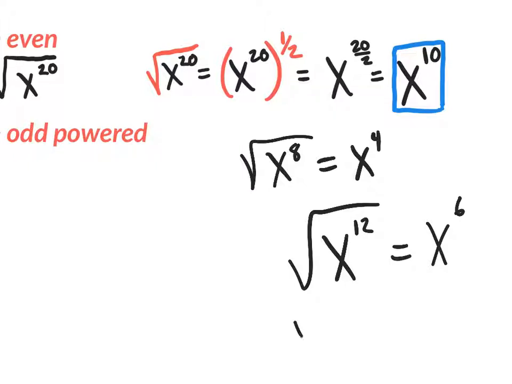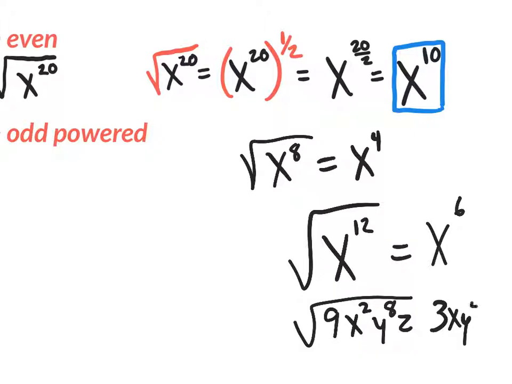Okay, how about the square root of 9, x to the 2nd, y to the 8th, z? How about that? That's 3x, y to the 4th. And what about that z? You can't do the square root of z, right? So you're going to leave it in there, square root of z.